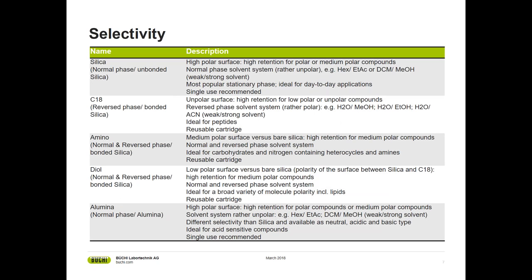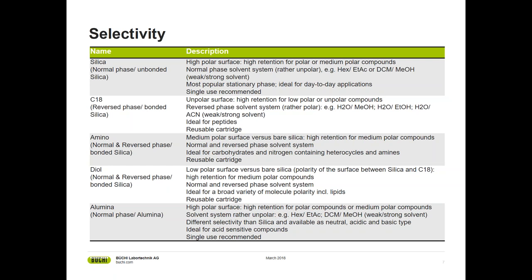Now, how can you influence selectivity? Via the mobile and the stationary phase. And which one you choose depends mainly on your sample, more precisely on its solubility and retention on the stationary phase. And both are affected by the sample's polarity. So as soon as you have a rather polar compound soluble in a mixture of hexane ethyl acetate or DCM-methanol, normal phase is the first choice for you.